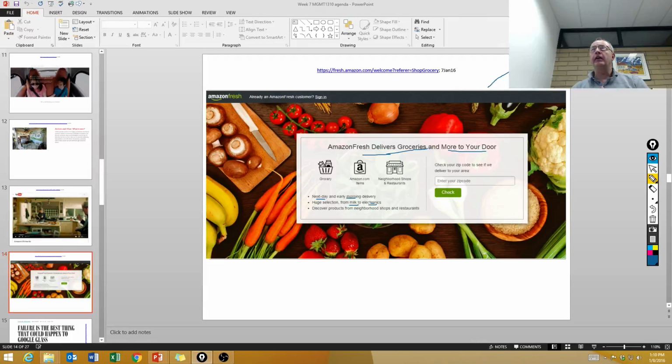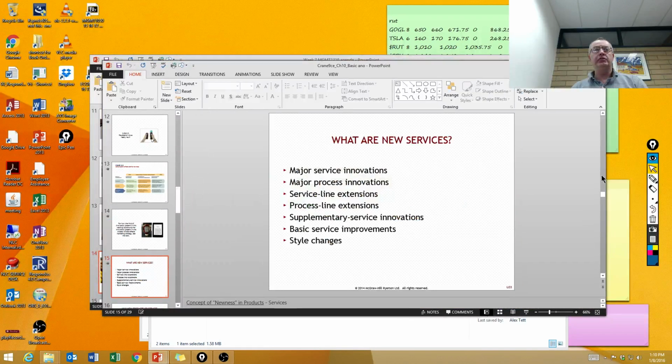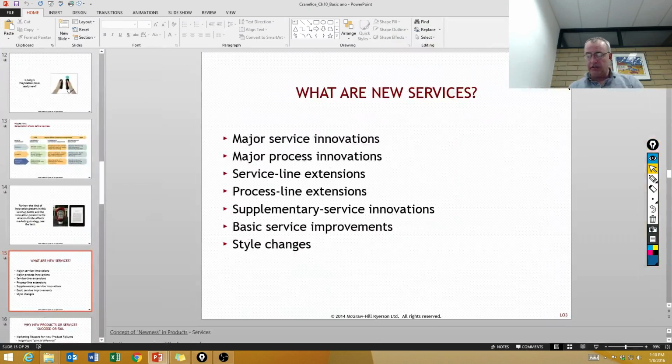Okay, then the book, let's just go back to the book here, mentions process line extension. So it's a new way of offering existing products. An example from the book is self-checkout at grocery stores. Anyways, self-checkout at grocery stores.